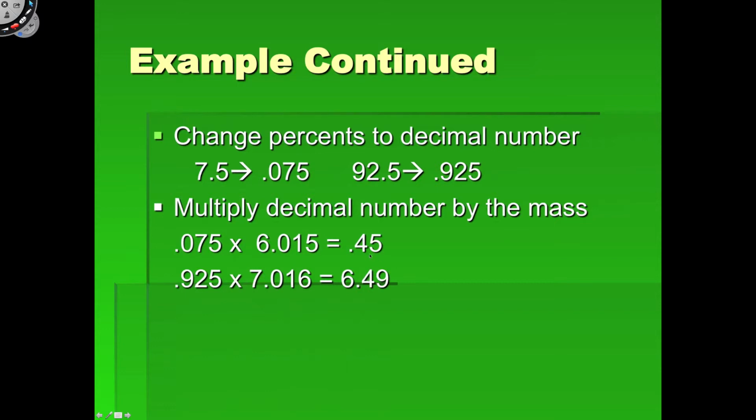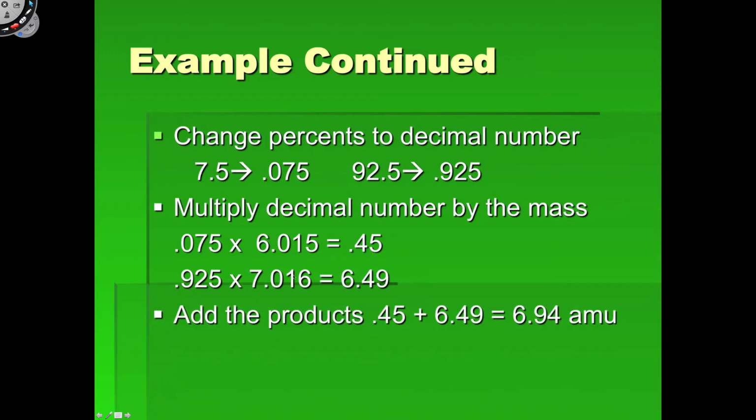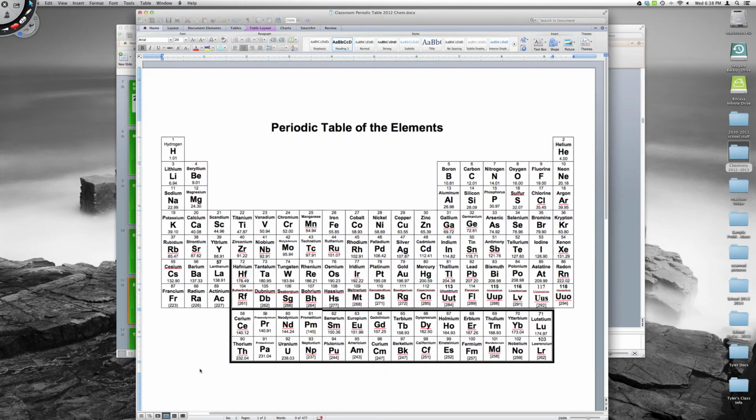And the last thing you're going to do is take those two values and add them up. 0.45 plus 6.49 gives us 6.94. Now we can take that number, 6.94 AMU, go back and look at the periodic table and figure out what element we're talking about. And as you can see, 6.94 is the atomic mass of lithium.